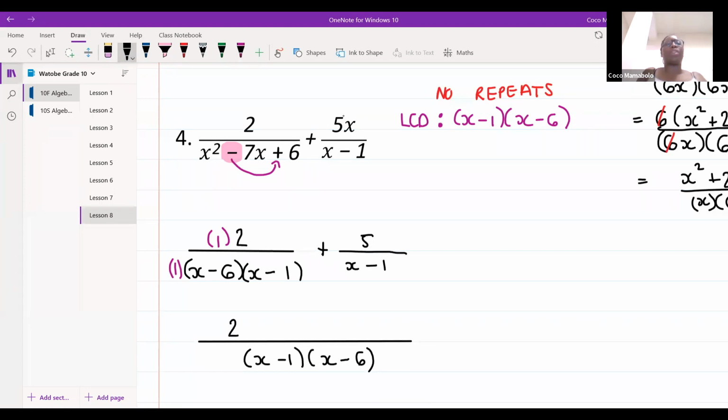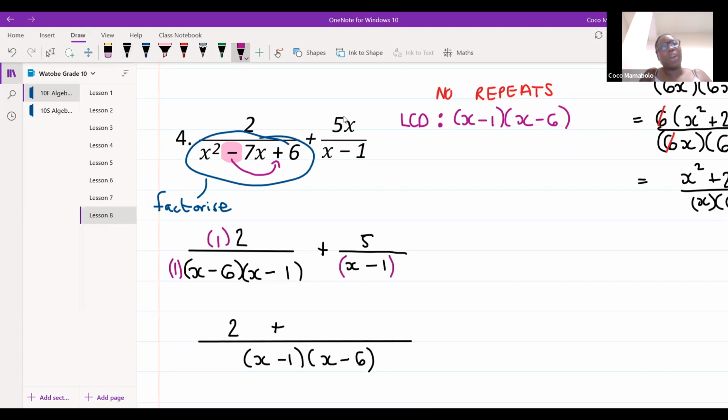Stacy says, Matt, I'm lost. What happened to 7x? Stacy, we took this trinomial and we factorized it. That's where it comes from. All right. That's just that part. Now let's look at this side.